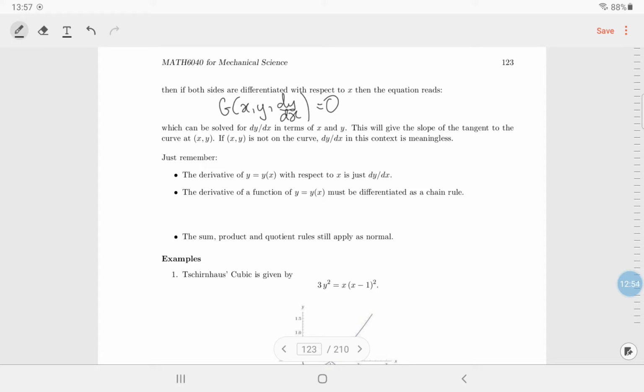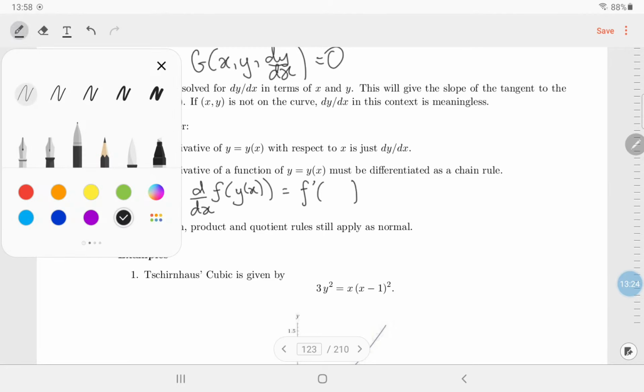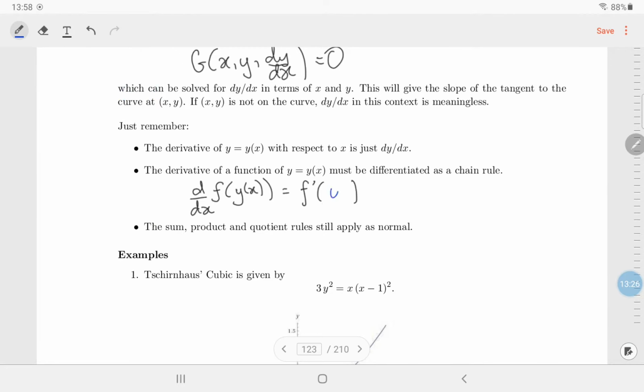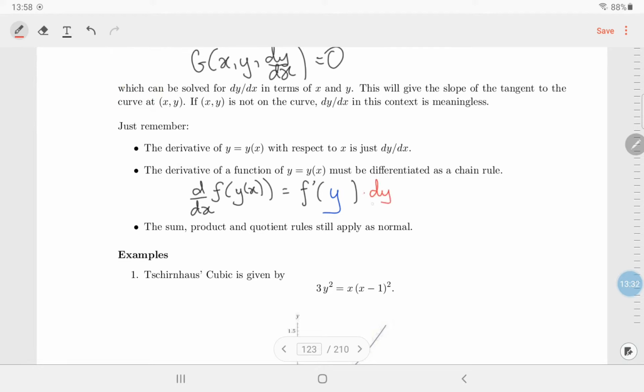Okay, so the derivative of y is just dy dx. The derivative of a function of y of x must be differentiated using the chain rule. So if you're differentiating some function of y, we're going to get into this habit of writing y as y of x to help us see these chain rules. So you're going to see that f is the outside function. So what does the chain rule say? Differentiate the outside, evaluate at the inside. Now you only write the y of x once, then you can just write y times the derivative of what's inside, and the derivative of y is dy dx.